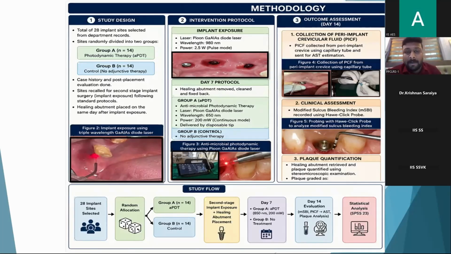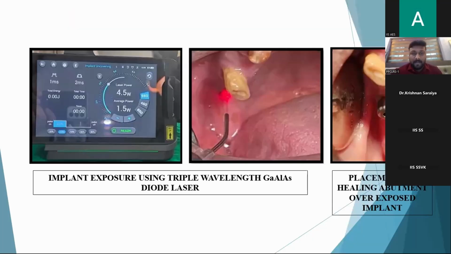On the 7th day following healing abutment placement, Group A is subjected to photodynamic therapy, and in Group B no adjunctive therapy is done. On the 14th day following the healing abutment placement, inflammatory assessment was determined by using the modified bleeding index and AST level estimation, and the level of plaque formation on the healing abutment is done by using stereomicroscopic evaluation.